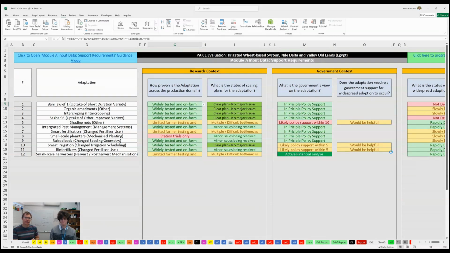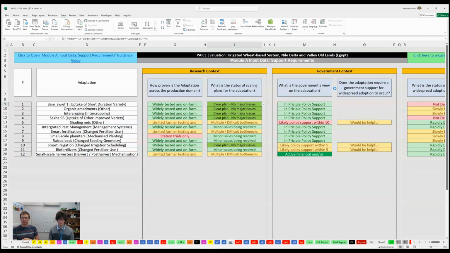The next question is around the status of scaling plans. So this question is really trying to ask, in the next 5 years, what do you expect to happen? Is it just going to happen? There's no major issues, or are there some known bottlenecks that are going to occur along the way? If you nominate that there are bottlenecks, be prepared that we're going to ask you to tell us what those bottlenecks are. So have in your notebook, bottlenecks for this variety or bottlenecks for this practice are this.